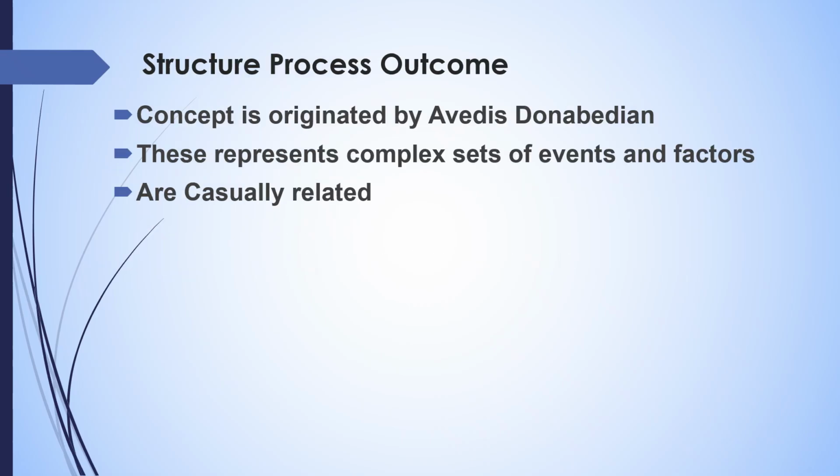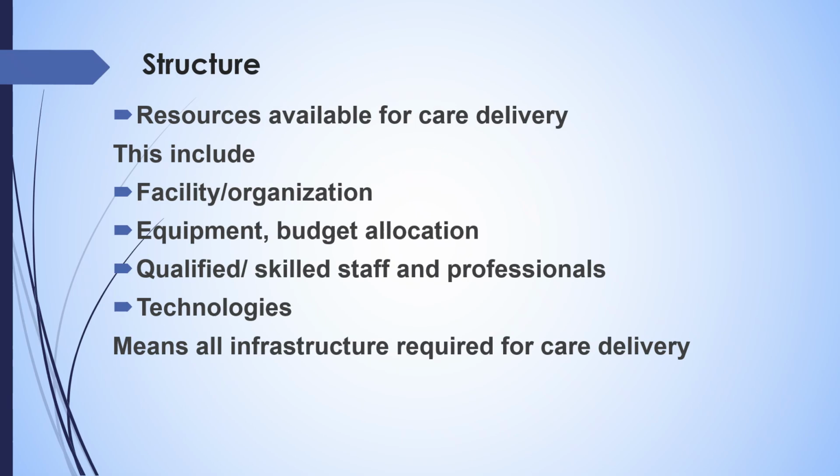Let's talk about a different topic: structure, process and outcome. This concept originated by Avedis Donabedian, and these represent a complex set of events and factors that are causally related. What is the meaning of causally related? That means the structure leads to processes and the process leads to outcome. That is called causally related.